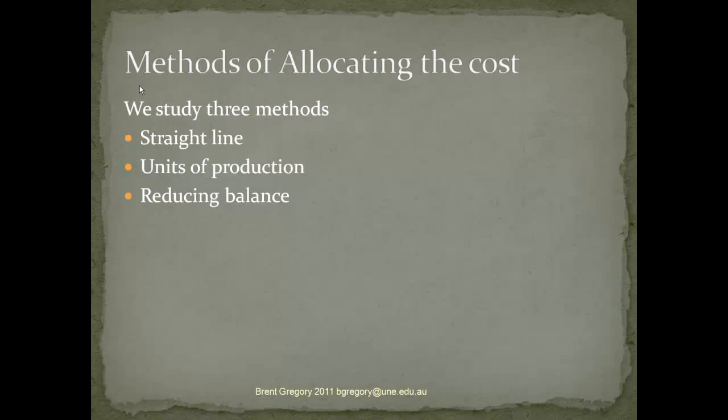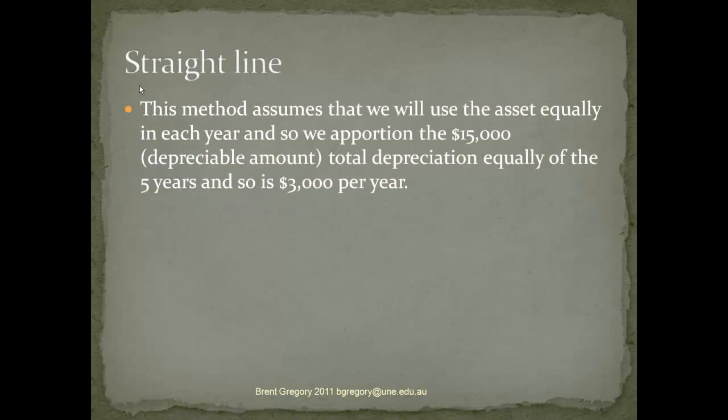At the moment, let's just look at the most simple, and therefore the most commonly used, the straight line method. So the straight line method assumes that we will use the asset equally in each period, and therefore we apportion the $15,000, the depreciable amount, over the 5 years. So therefore we depreciate the item $3,000 per year for 5 years, giving us a total of $15,000.